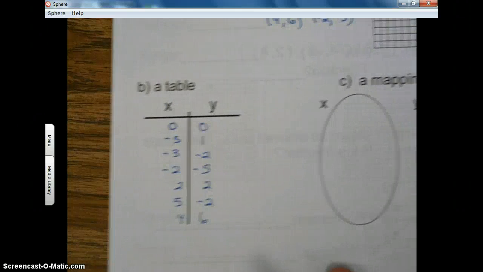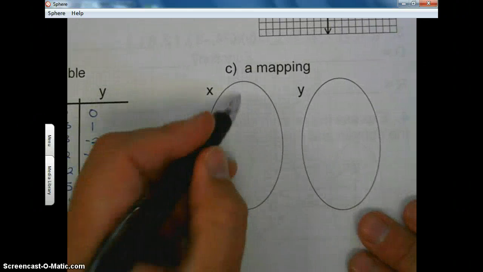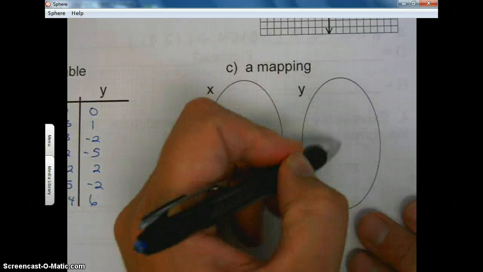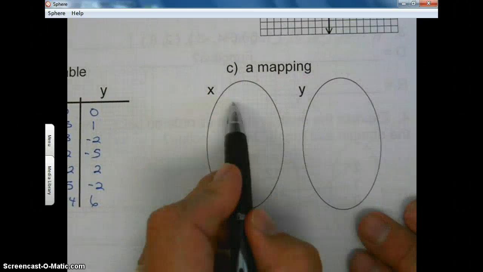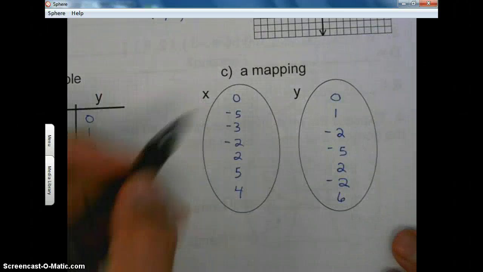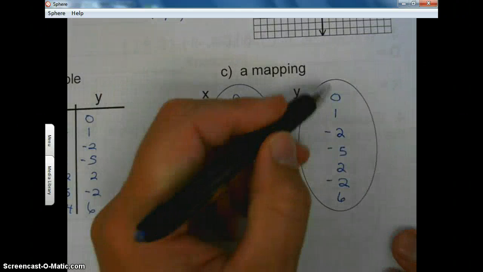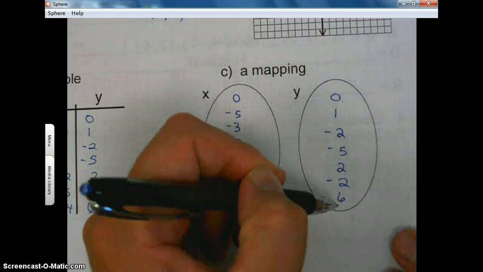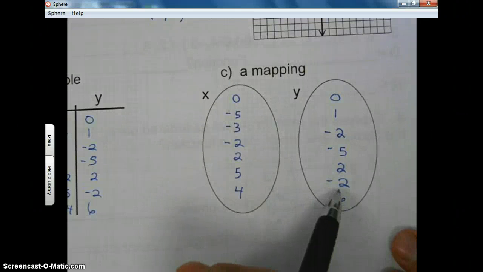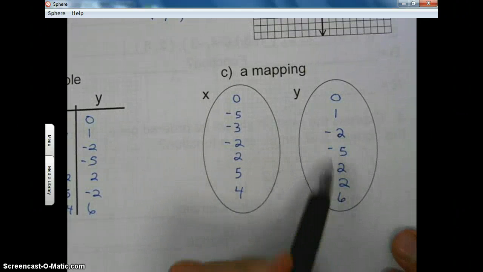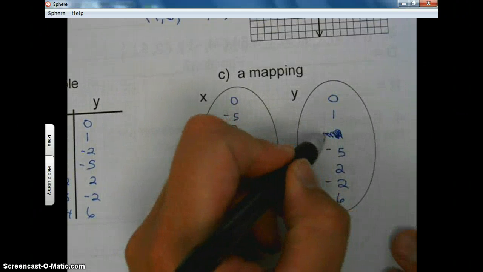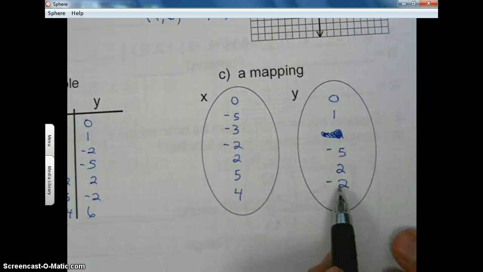Okay, fourth way, mapping. So we put our x coordinates in the first oval, our y coordinates in our second oval, and then we connect them with an arrow. I put my x coordinates over here. I put my y coordinates over here, and notice these two y coordinates are the same. And so you don't have to put the number in here both times. So we actually only need one of the -2's. And you'll see why in a minute.